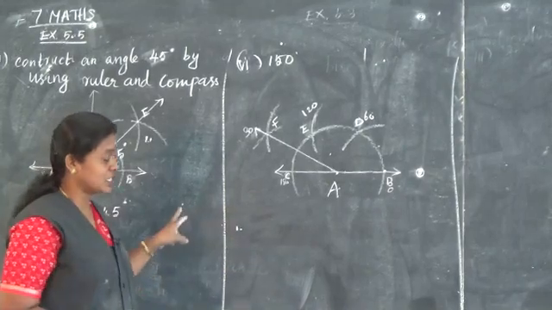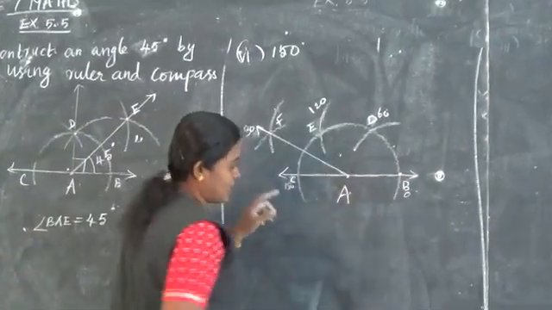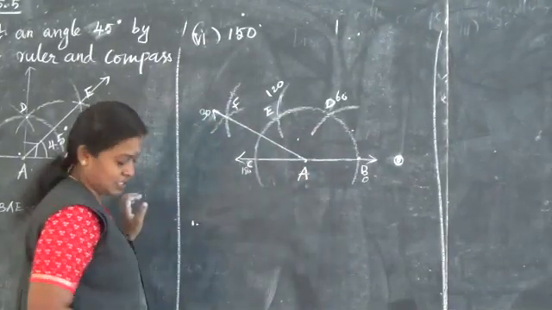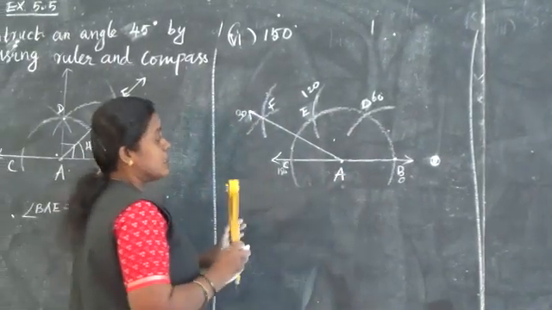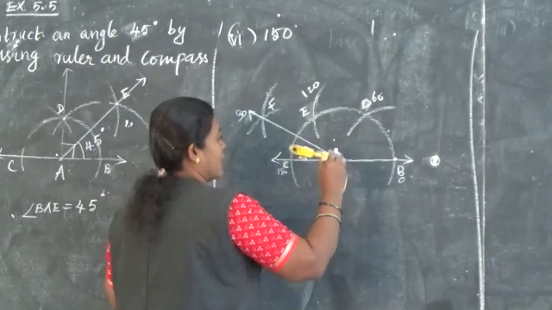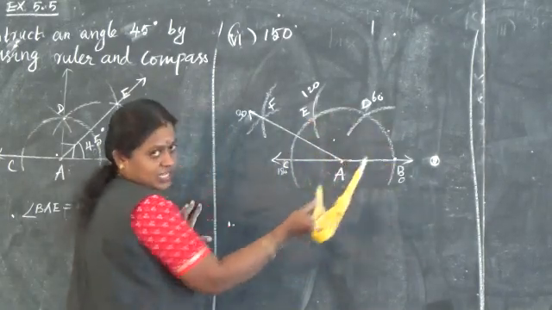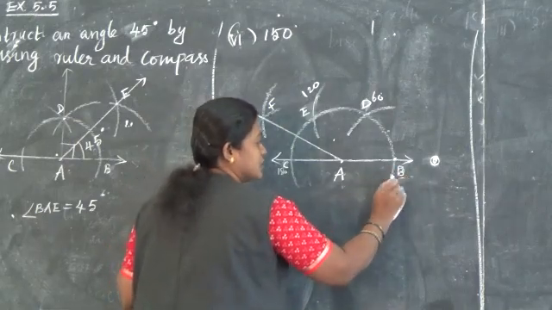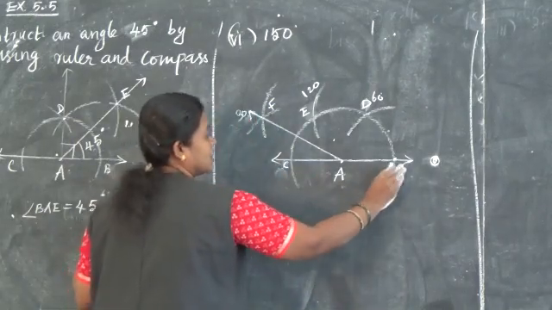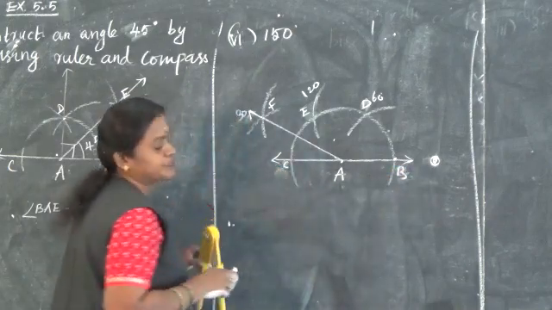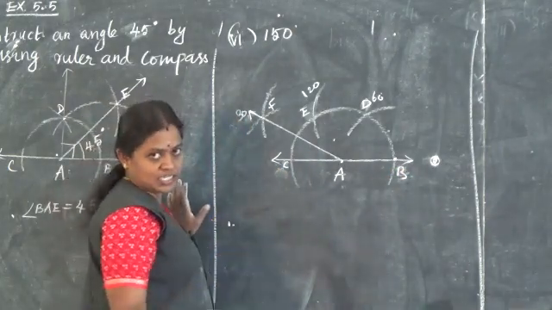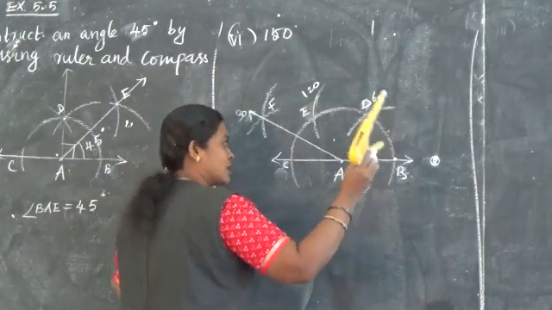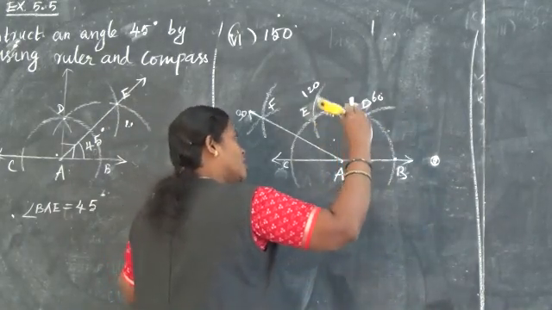How to draw? I am explaining once again. Draw a line, mark a point A on it. A as a center, draw the full arc, like a semicircle. Here mark it as a point B, and mark it as a point C here. Now, without changing any measurement, B as a center, draw one arc. D as a center, draw one more arc.